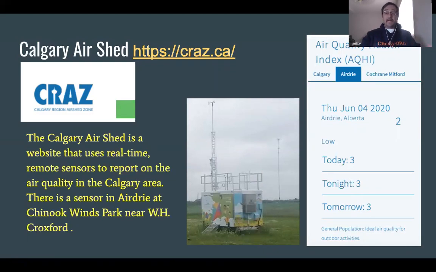You can actually apply to have one of these installed near your house. There just have to be a few special considerations so that it's not tampered with.